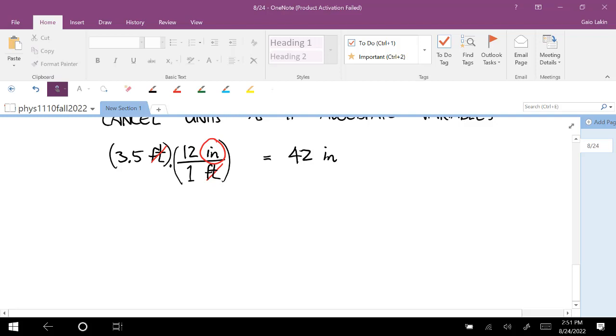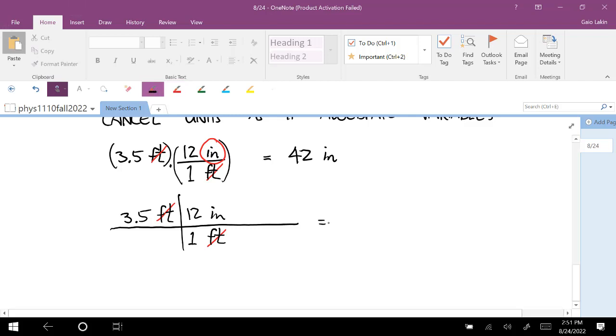I'm also going to use a sort of shorthand notation just to save pen strokes. So when I write this, I'll write 3.5 feet, and here's the fraction bar. And instead of parentheses, I'm just going to write vertical lines there. Those vertical lines mean the same thing as parentheses. So 3.5 feet times 12 inches over 1 foot. Those go away, and you get 42 inches.